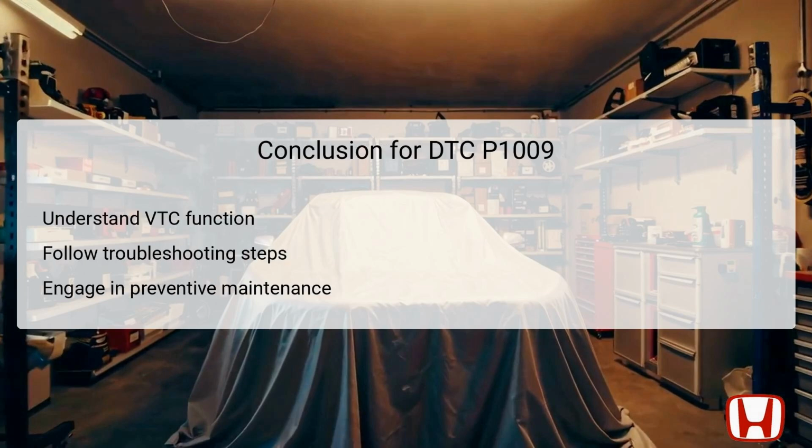In summary, understanding the significance of the variable timing control VTC system is crucial for diagnosing and addressing DTC P1009. The successful troubleshooting process involves systematic verification, examination of the oil control solenoid, and careful inspection of the VTC actuator. Effective management of any identified issues will lead to improved engine performance and efficiency.